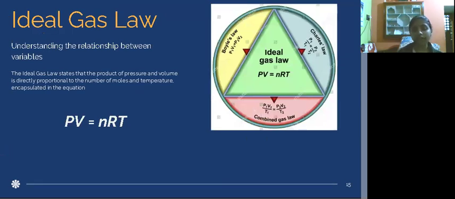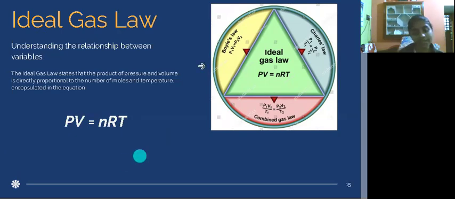Ideal gas law. It links pressure, volume, and temperature through this formula known as PV = nRT, where P is pressure, V is volume, n is number of moles, R is the gas constant, and T is absolute temperature in Kelvin. It shows that as temperature increases, the gas molecules move faster, leading to higher pressure or volume. This connects microscopic motion with measurable macroscopic behavior.